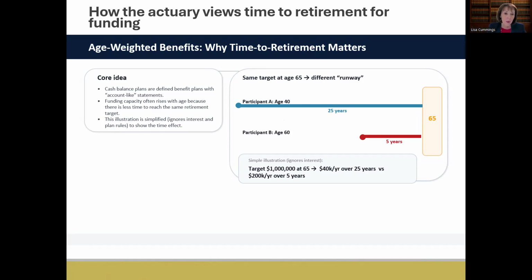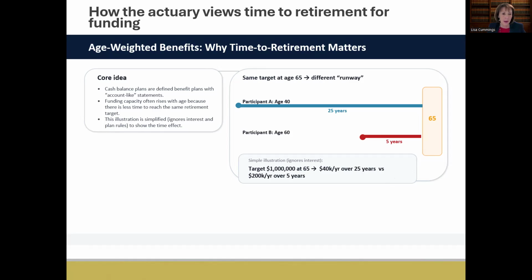Compare that to participant B, who is age 60. Here you can see the employer will have to fund the full amount within a 5-year period of time. This takes into account that additionally, the plan must also follow IRS funding requirements and design requirements to ensure that the plan participants are treated equitably within the requirements of the IRS.